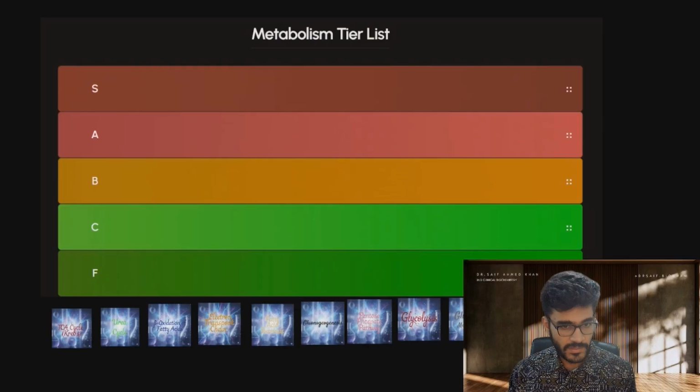So these pathways are TCA cycle, Urea cycle, beta oxidation of fatty acids, Electron Transport Chain, fatty acid synthesis, Gluconeogenesis, Pentose phosphate pathway, Glycolysis, and Glycogen metabolism. Now, they are not in any order currently, they're just randomly distributed, but we are going to put them into various tiers. Now, how am I going to actually put them in these tiers?